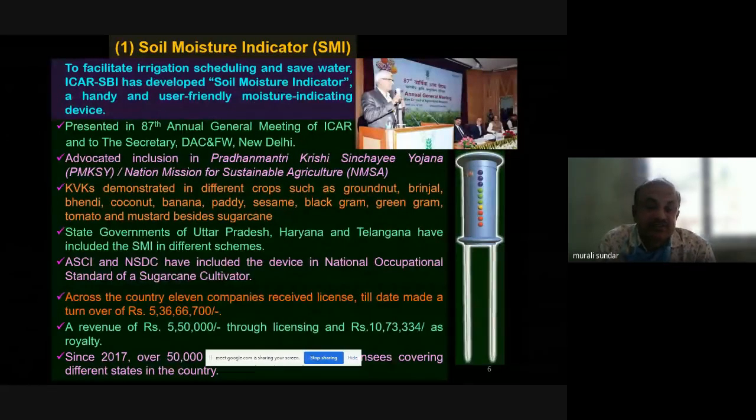Across the country, 11 companies received licenses till date, with a turnover of nearly 5.36 lakhs. The revenue was realized through licensing, and nearly 10 lakh 73 thousand in royalty was also received. Since 2007, over 50,000 demonstrations have been done in different states through KVKs, and nearly 5 crore worth of equipment was produced and sold to different states of the country, especially Uttar Pradesh as well as Haryana. This device is quite popular.